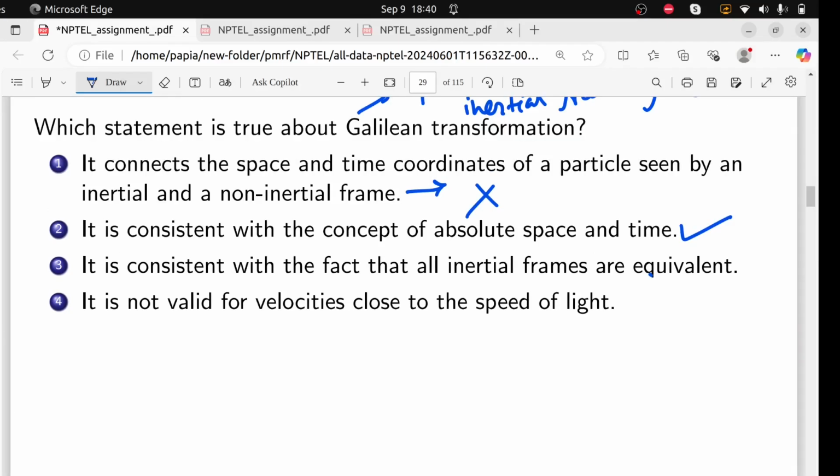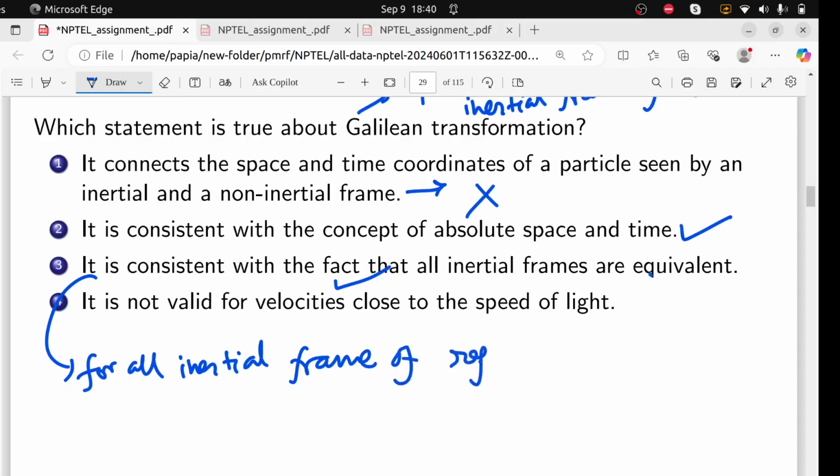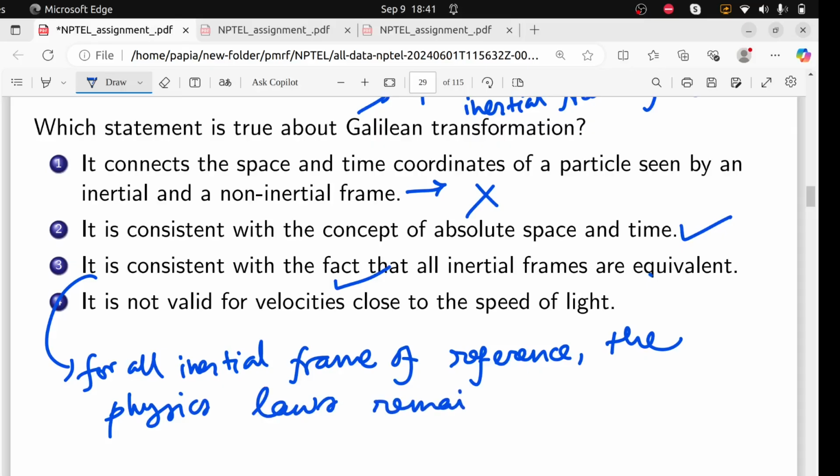It is consistent with the fact that all inertial frames are equivalent. Yes, that is also fine. All inertial frames are equivalent. Why? Because for all inertial frames of reference, the physics laws remain invariant.